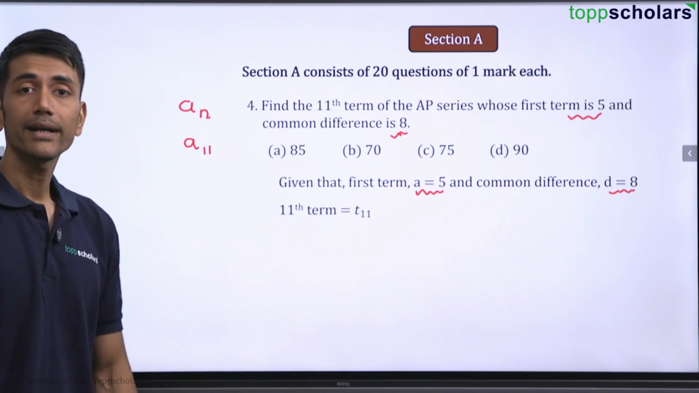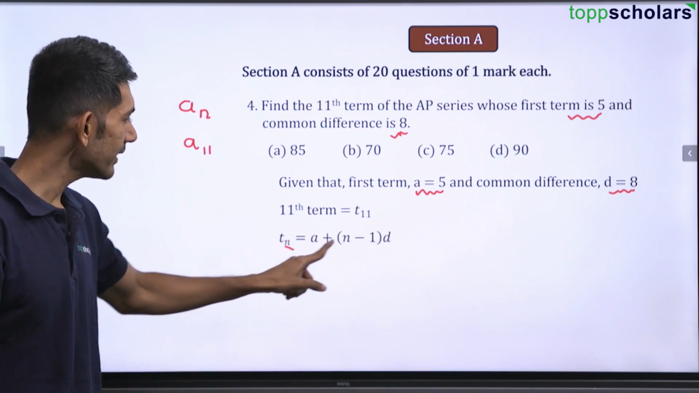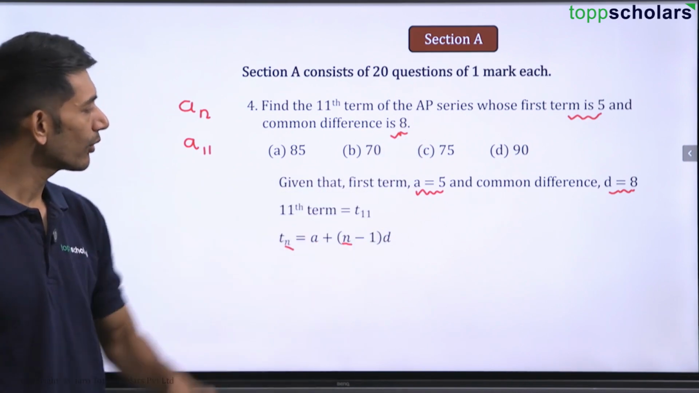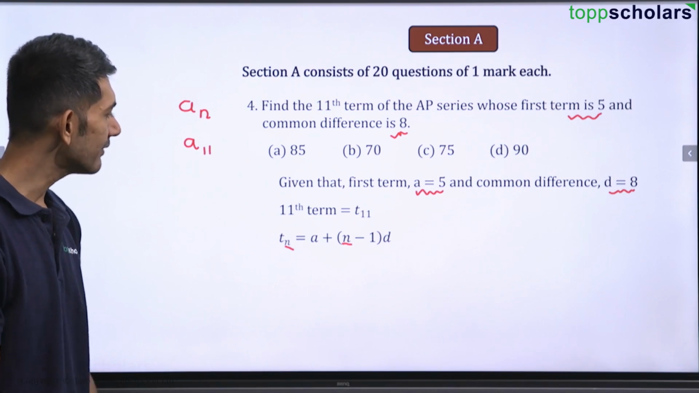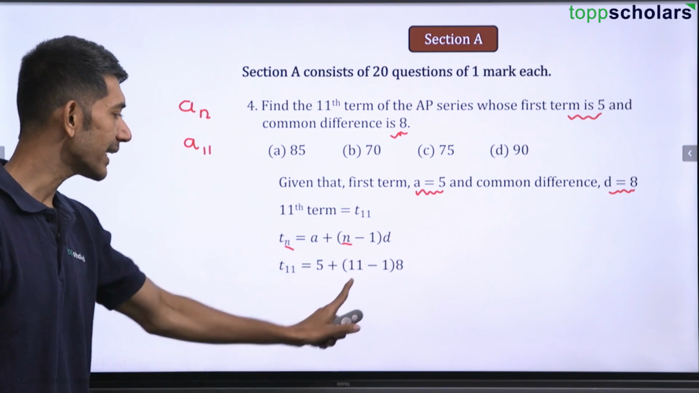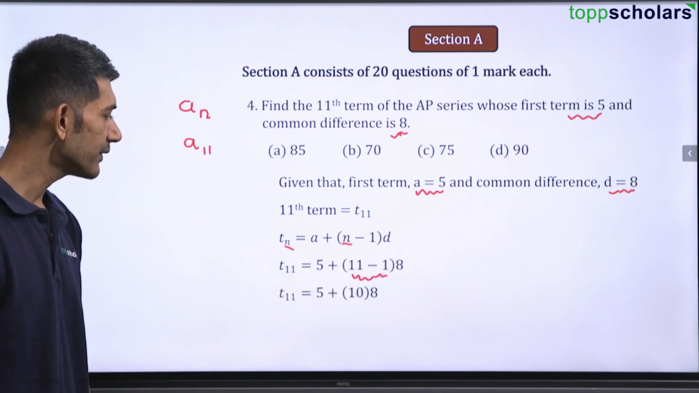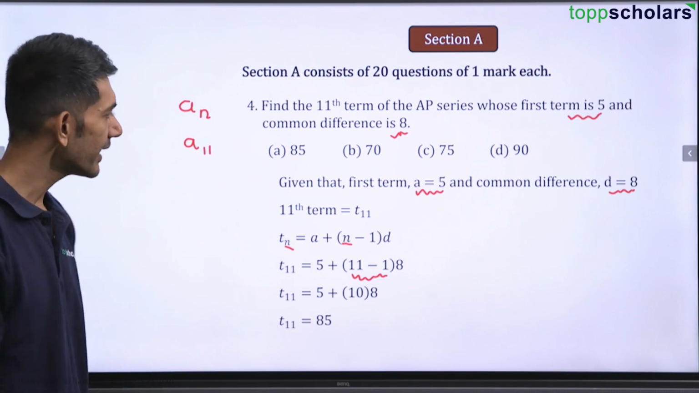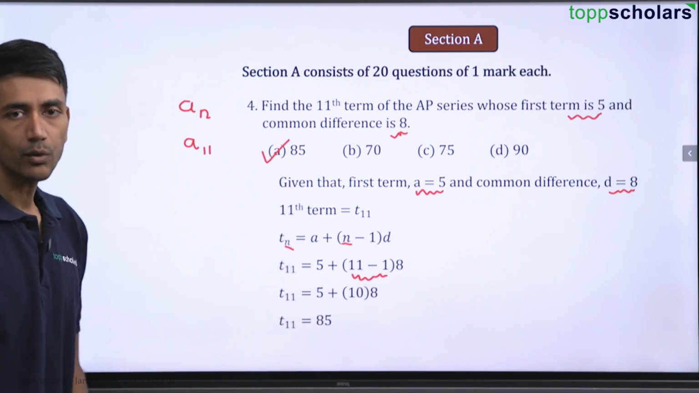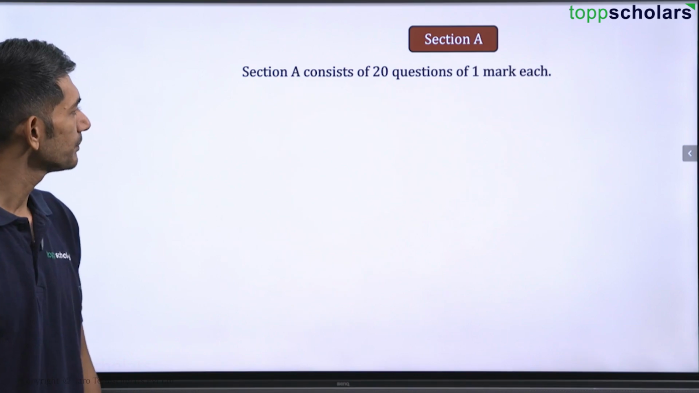What is the formula to find out the nth term? A plus N minus 1 into D. So wherever there is N, you will put 11. A you already have, D you already have. So you get T11 is equal to 5 plus 11 minus 1 into 8. That gives you 5 plus 10 into 8, right? See, this becomes 10, na? So 10 into 8 is 80. 80 plus 5 is 85. 85 is the right answer, correct? Simple. So see, formula oriented question. You should know the formula, put the values, get the answer. Perfect.